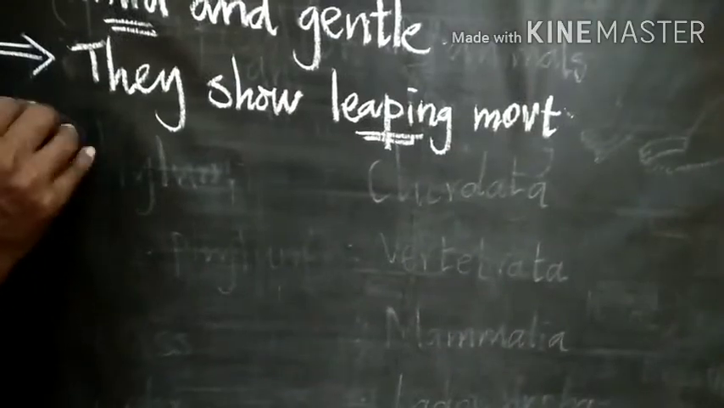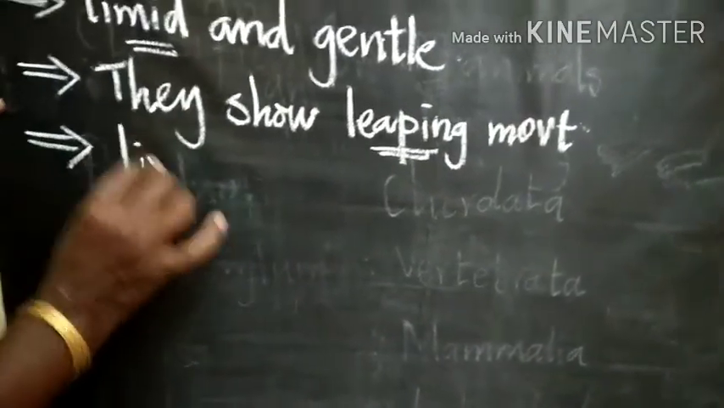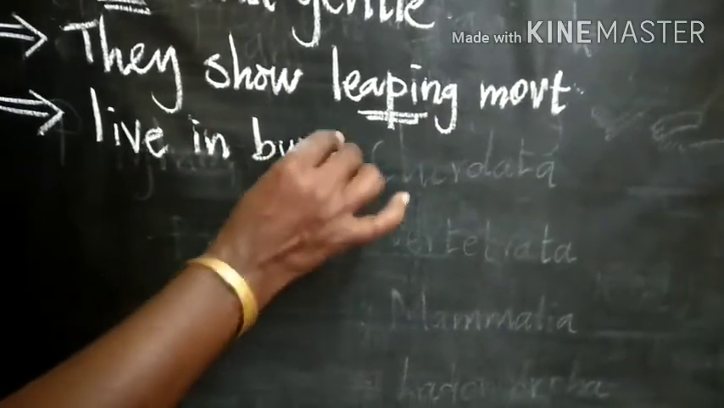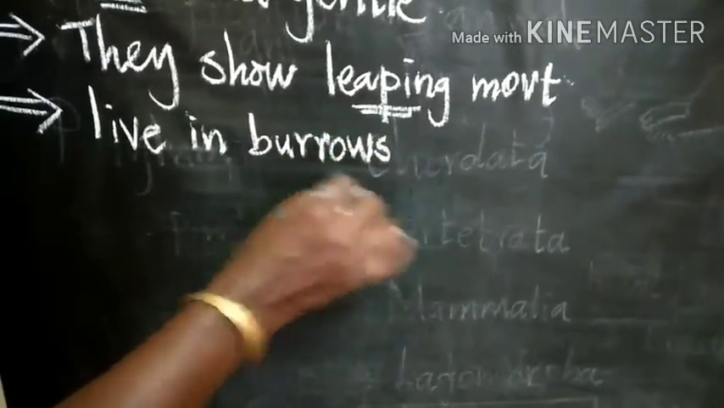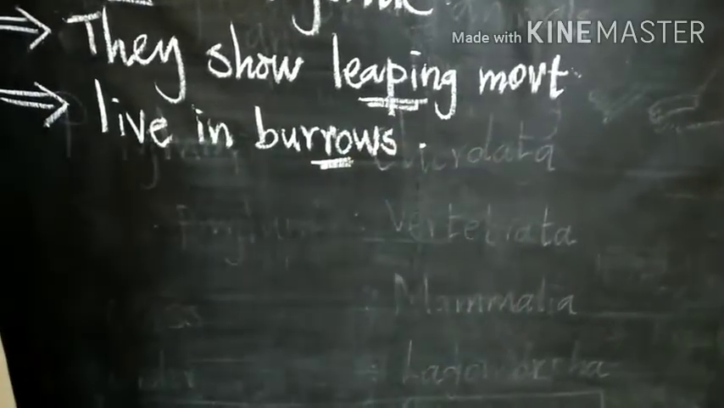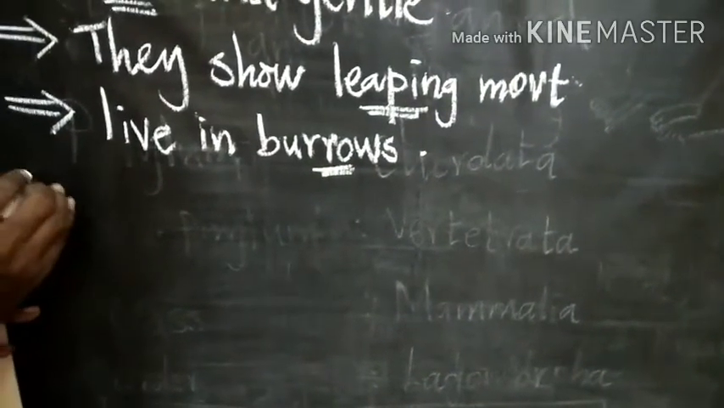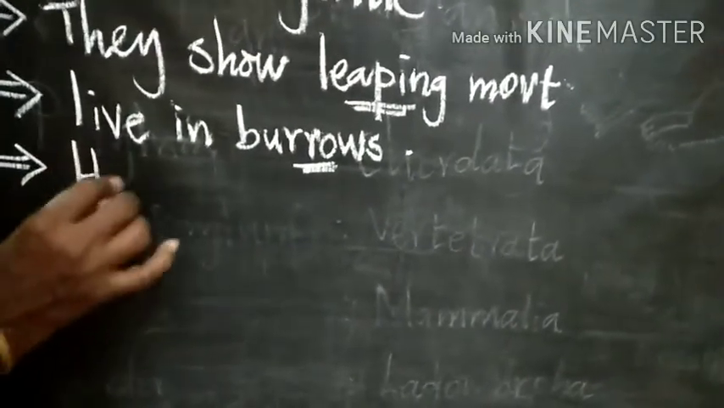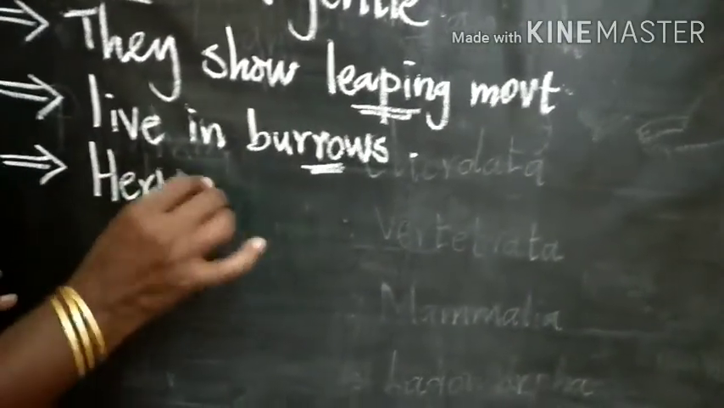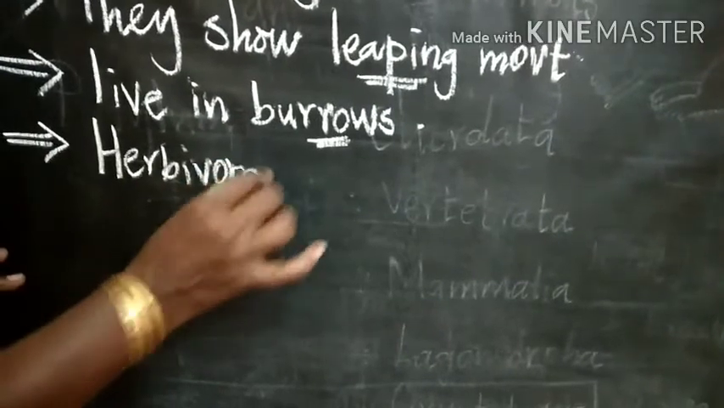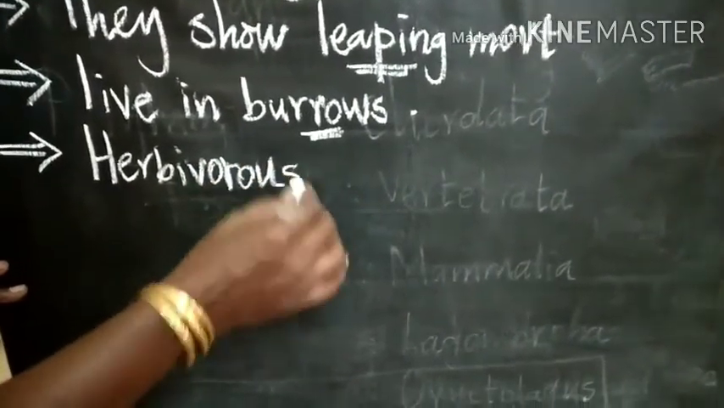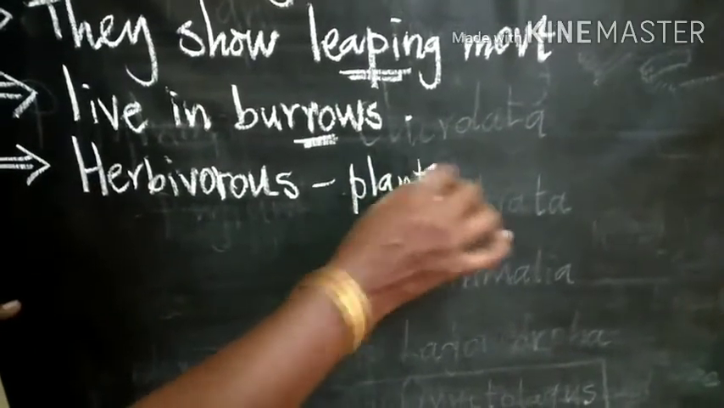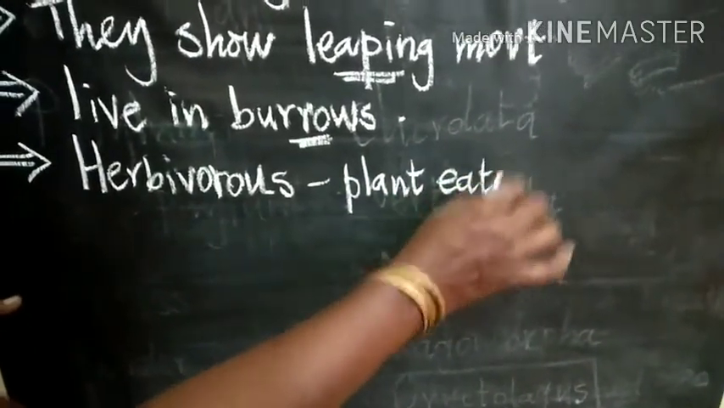Then they live in burrows. And they are herbivorous. Herbivorous means plant eating animals.